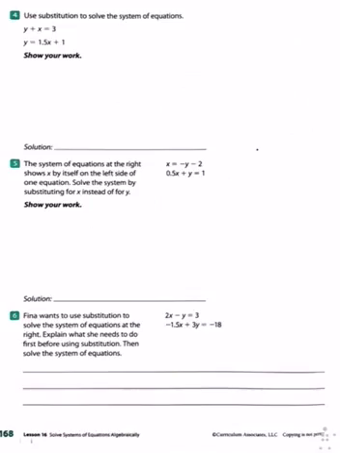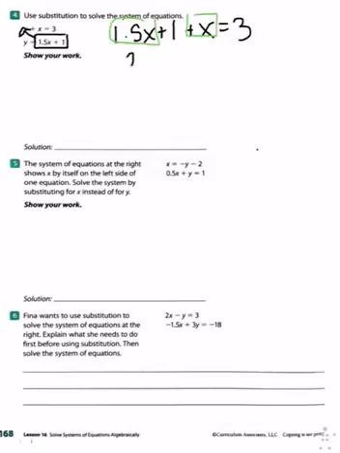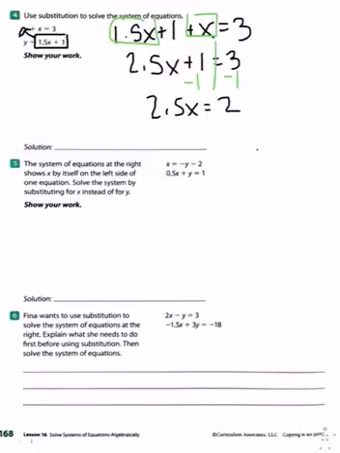Problem number 4. Use substitution to solve the systems of equations. So again, we're going to take our y equals equation and plug it into that first equation. So our equation becomes 1.5x plus 1 plus x equals 3. I can combine the 1.5x and the x. 1.5 plus 1 is 2.5. I'm going to keep combining like terms by subtracting 1 from both sides. I get 2.5x equals 2. And my last step is to divide by 2.5.